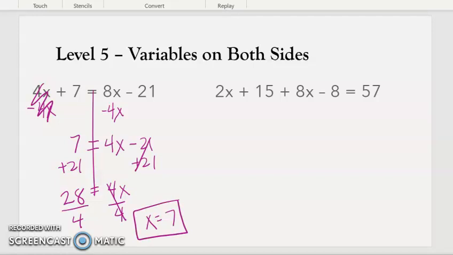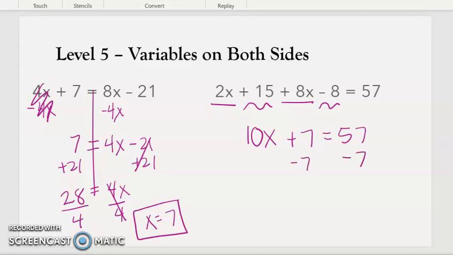Let's do the one on the right. Step 1 is to distribute. There's no distribution, so we're good to go. Step 2 is to combine like terms, which I absolutely can do. 2x plus 8x is 10x. And then I can also combine these numbers right here. +15 minus 8 is a +7. So we're going to put +7 because it's a +7. Perfect. Then we subtract 7 on both sides. 10x comes down. 57 minus 7 is 50. Divide by 10. X equals 10.